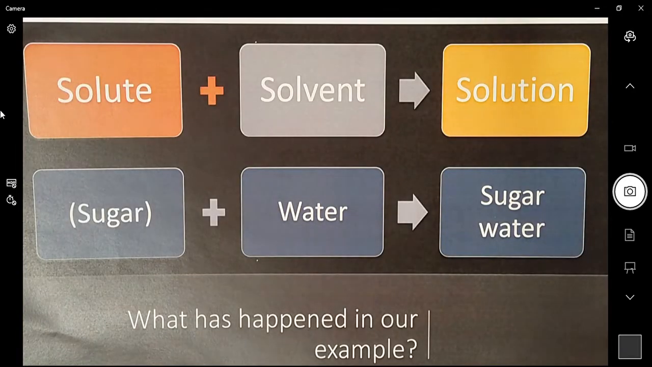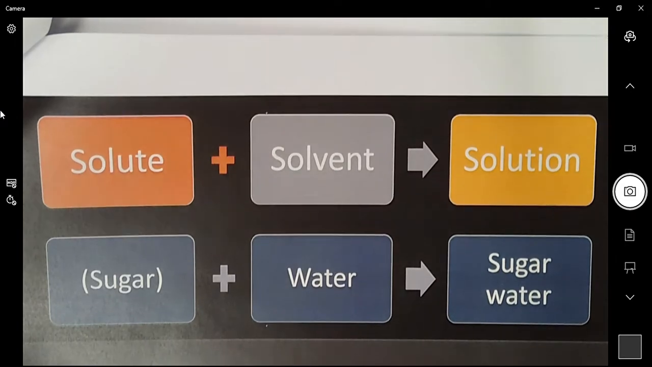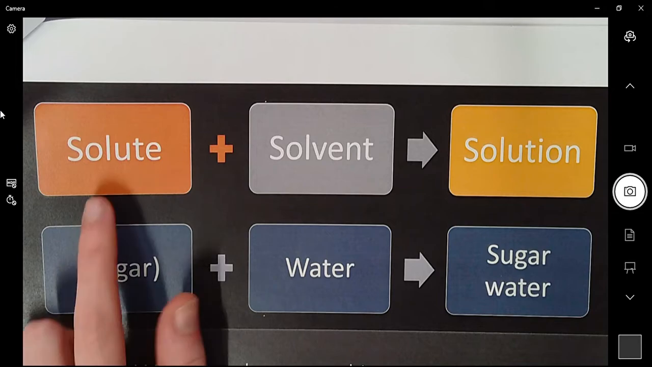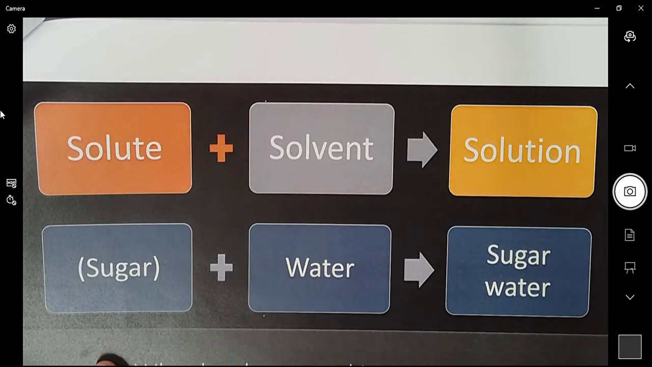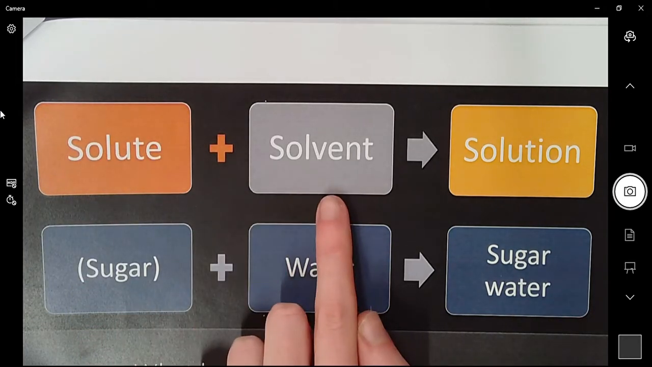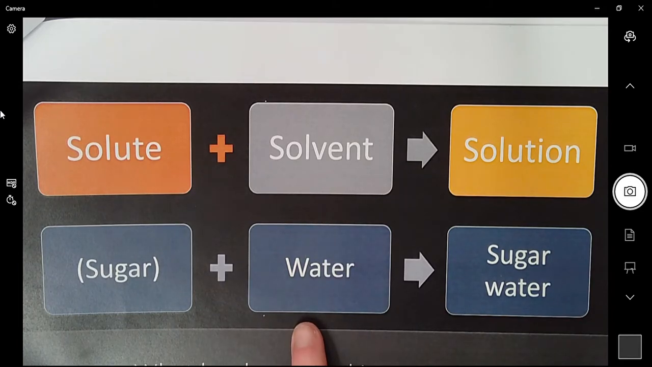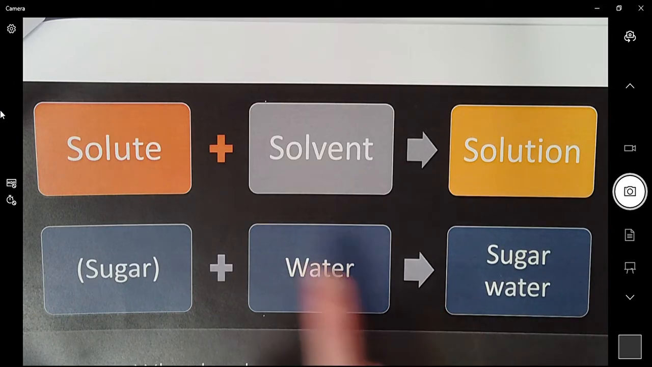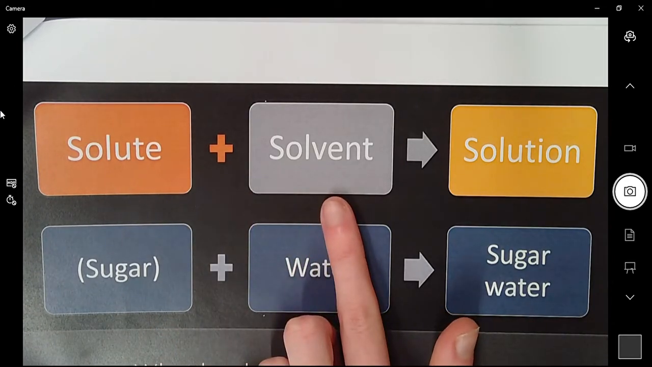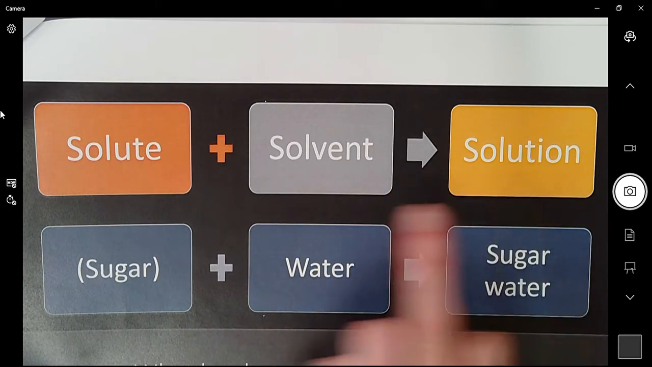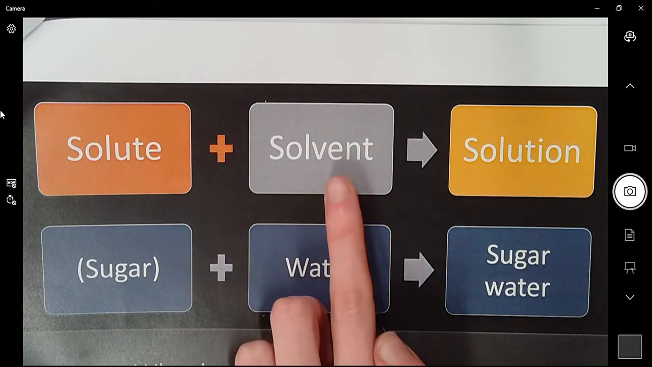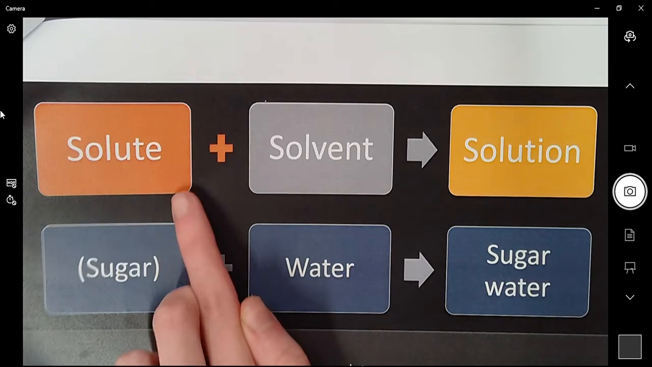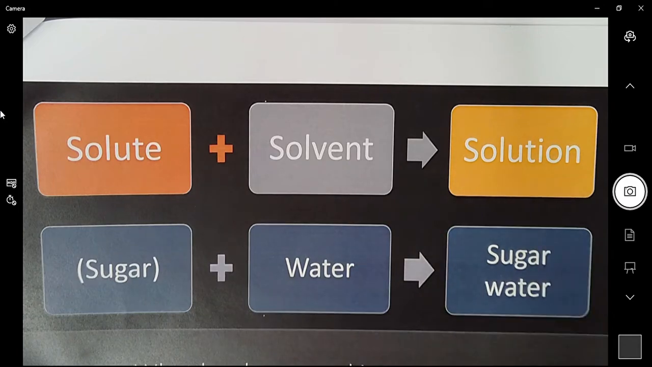Okay, this is just a diagram explaining exactly what has happened in the example of our sugar and water. So we had a solute, which was sugar. We added it to a solvent, which was water. And we ended up with a solution, which was sugar water. So a solute plus a solvent gets you a solution. The solute was sugar, the solvent was water, the sugar plus water gave me sugar water. The solute plus the solvent gave me a solution.